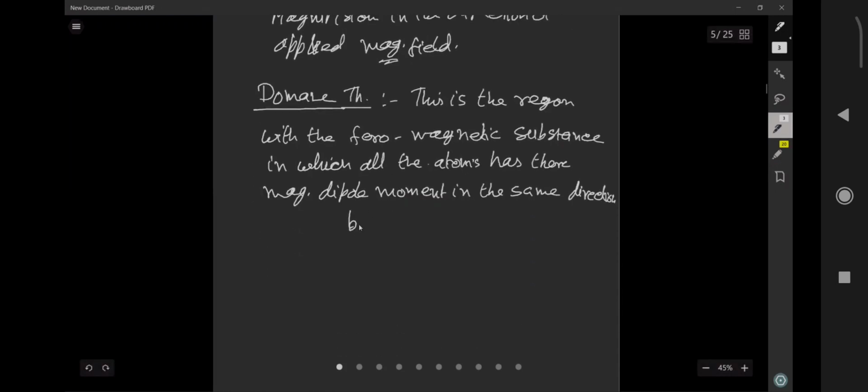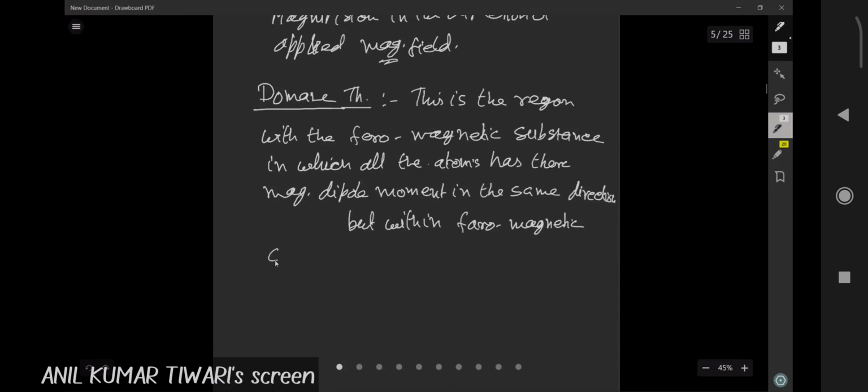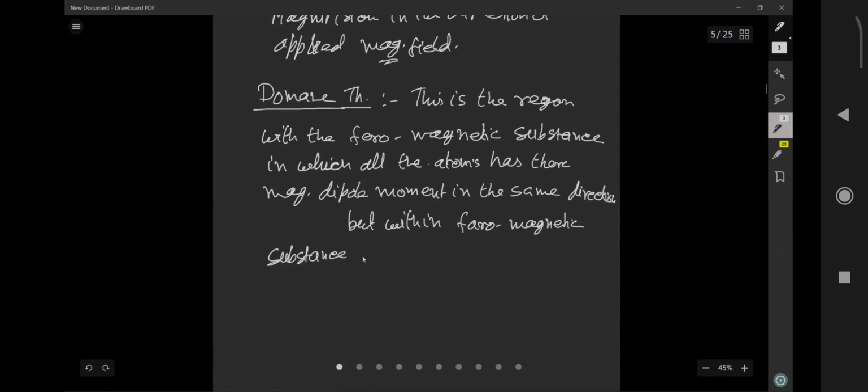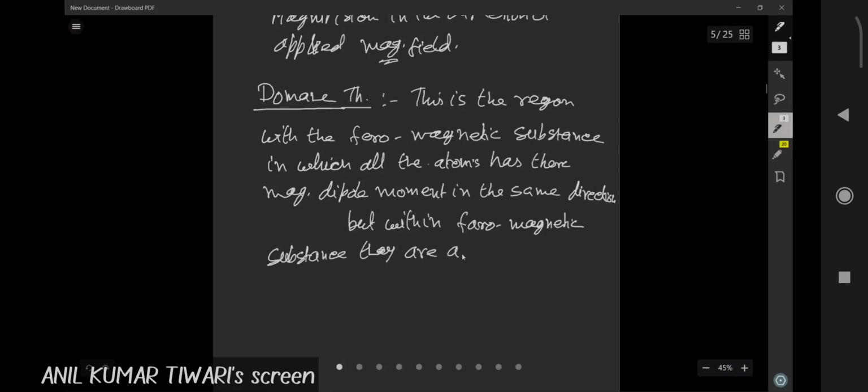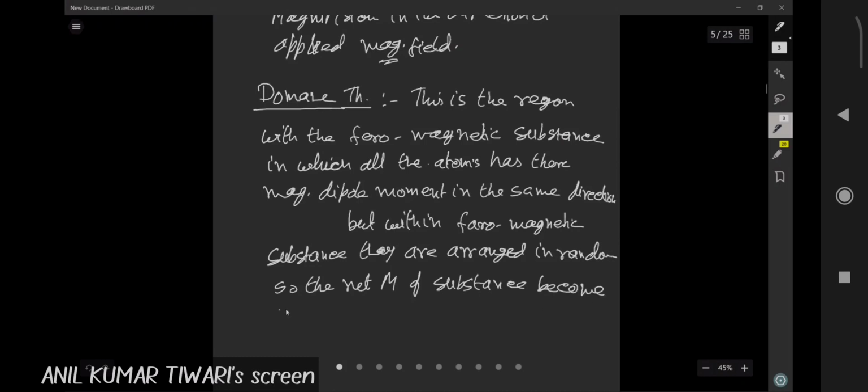But within a ferromagnetic substance, the domains are arranged in random directions, so the net M of the substance becomes zero.